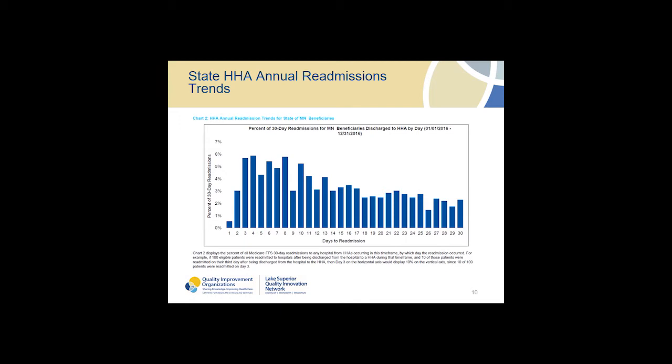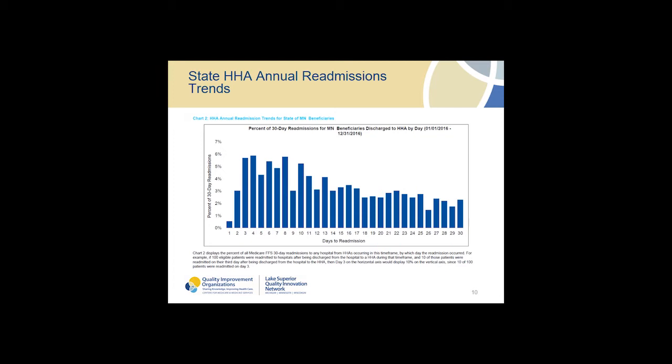This next page shows chart 2 of the report. It's a picture of readmissions among those patients who are discharged from the hospital to home health agencies for the entire state by day, for the year of data that's shown at the top of the chart. In this case, that's calendar year 2016.